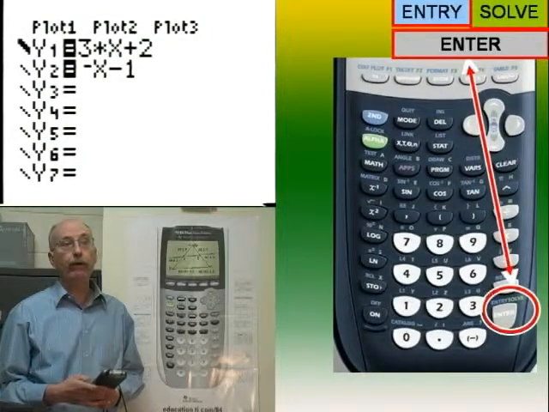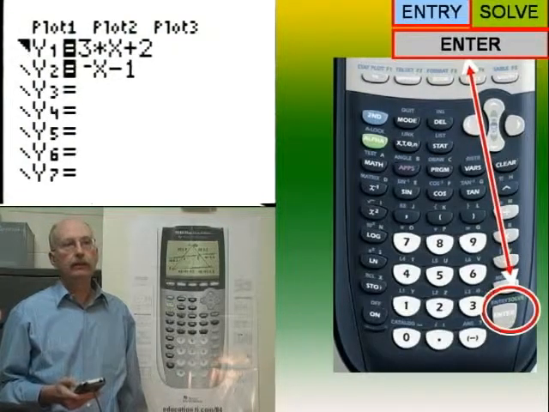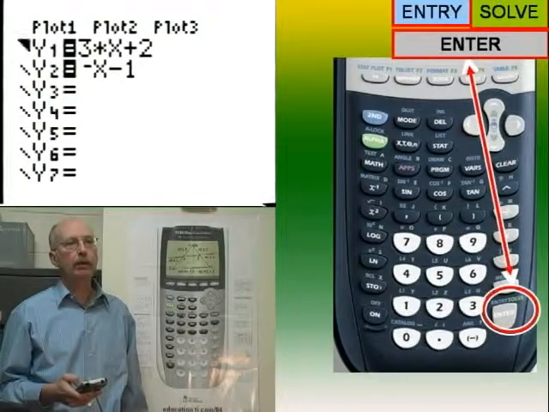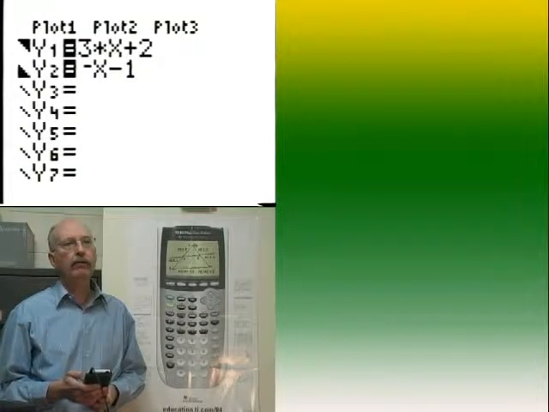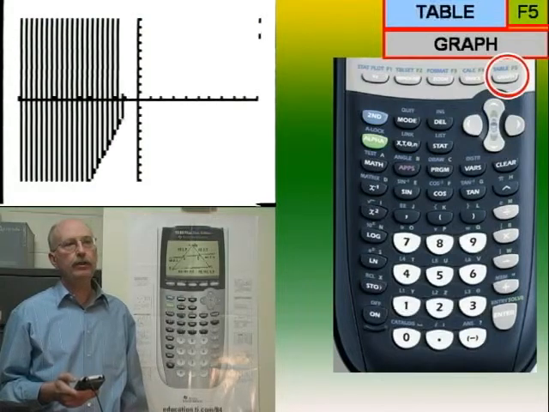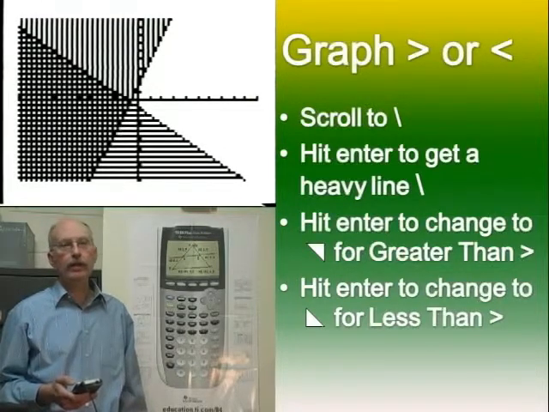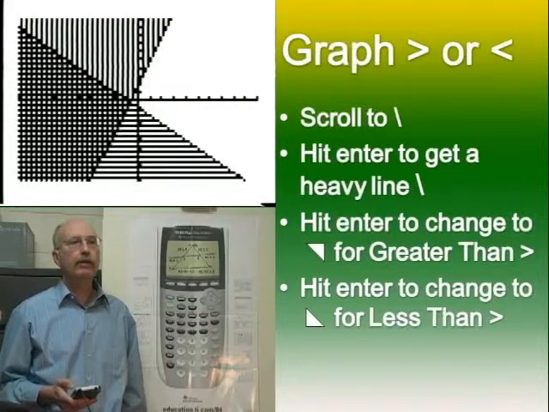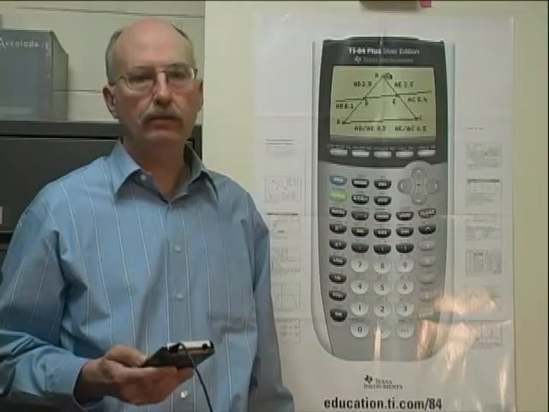Notice we got a heavy bar when I hit it the first time, and now we've got the area above the curve, or the area that's greater than the curve. Now suppose for the second equation we wanted the area below the curve. We could scroll down, we would enter for the heavy line, enter for a greater than, enter for a third time, and we get less than. And now when we hit graph, notice here's the first equation coming along, and you can see everything greater than that. And here's the second equation coming along, and you can see the crosshatched area on the left is where the two intersect, and that's where both conditions are met. That we are greater than the first equation and less than the second equation. It's kind of a neat way to figure out what's going on with inequalities. Let's try that on your own.